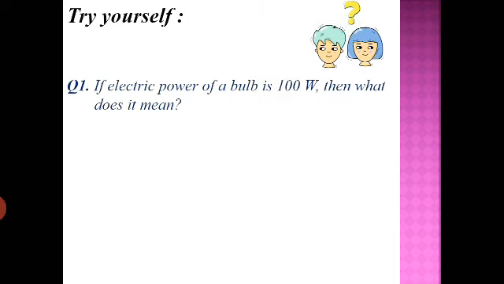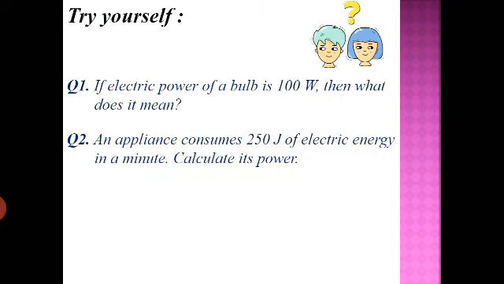Based on the class that we have done today, just try some questions. Very first question is, if electric power of a bulb is 100 watt, then what does it mean? If the power is 100 watt, what is the meaning of this? You have to explain the meaning. An appliance consumes 250 joule of electric energy in a minute, calculate its power. Based on the information, if you can find out the electric power, just do it.